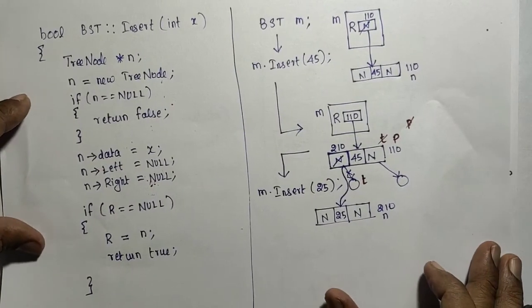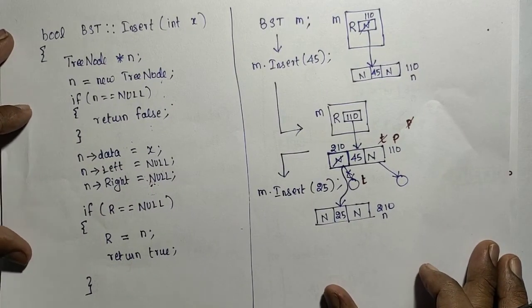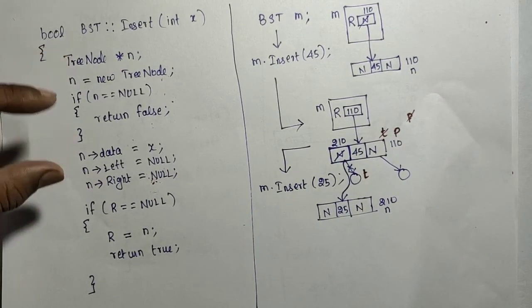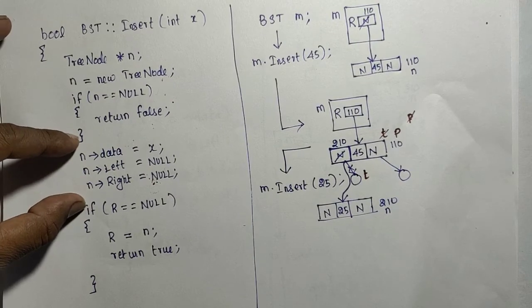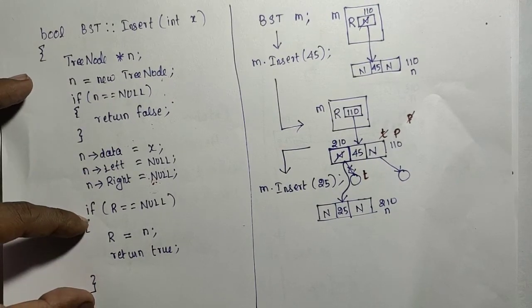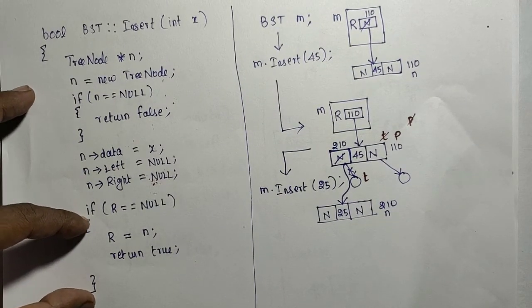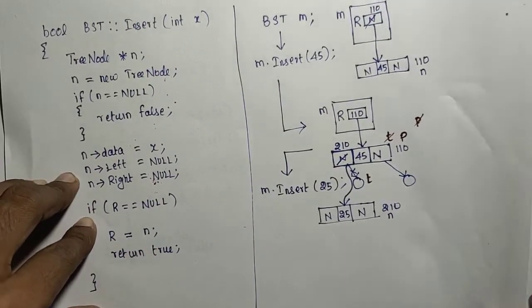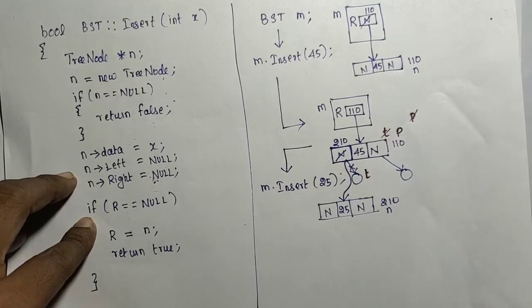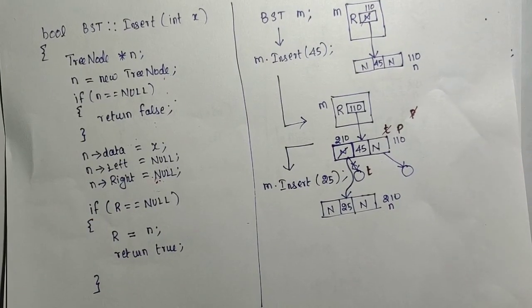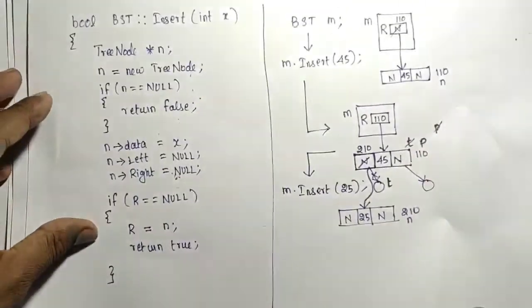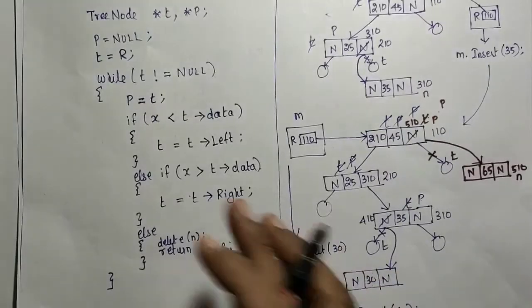So we have just discussed the insertion algorithm. The procedure is very simple. First step, create a new node. Second step, fill the new node. Third step, if the tree is already empty, the new node will become root and return true. If it is not empty, I need to search for a node to which the new node is going to be linked.